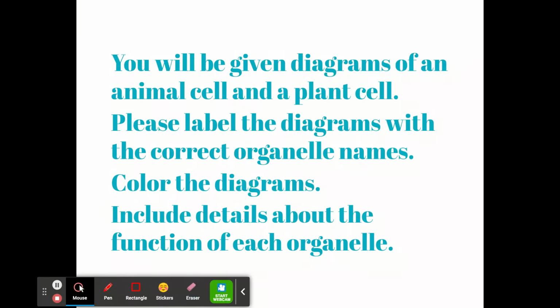Okay. All right. So in class, you will be given diagrams of both the animal cell and the plant cell. You're going to color them, make them really nice and really good models of the cell. And then you're going to label them, and you're also going to include details about the function of each of those organelles. So that's the plan for class.